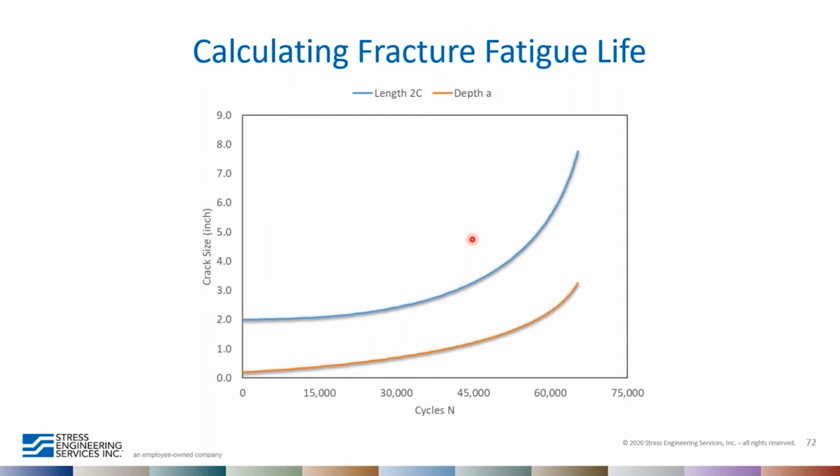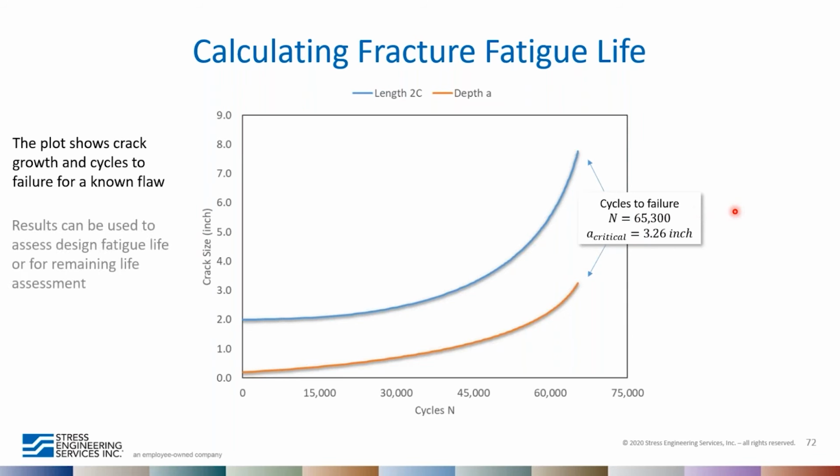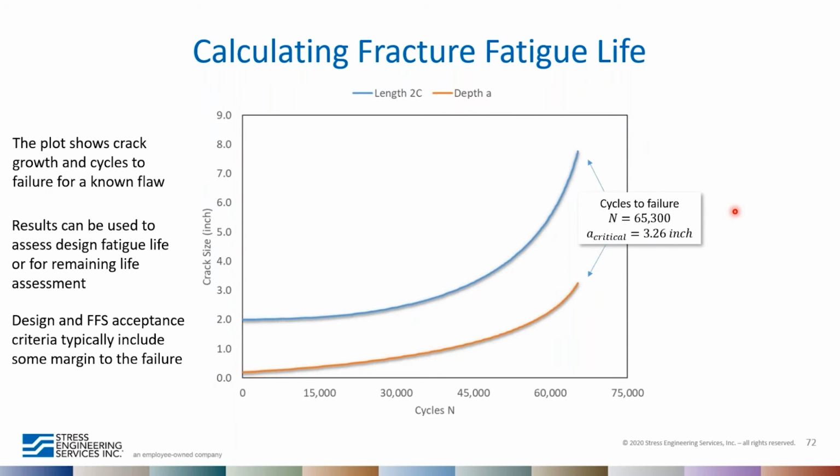Okay, so we can look at these results in terms of the progression of the crack depth and length with cycles. And again, this is based on a known flaw that we described before. So what we find is that the critical flaw depth is about 3.26 inch and at about 65,000 cycles. And these results can be used to assess design fatigue life of a component, or for remaining life assessment, again, for an existing component with the flaw detected in it.